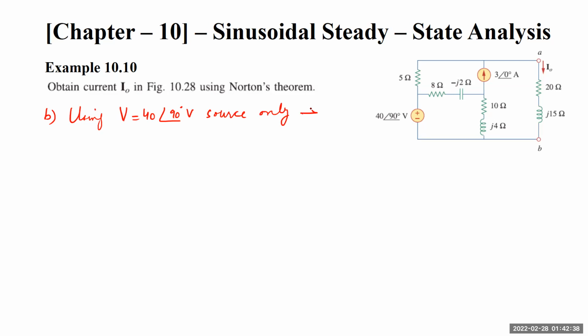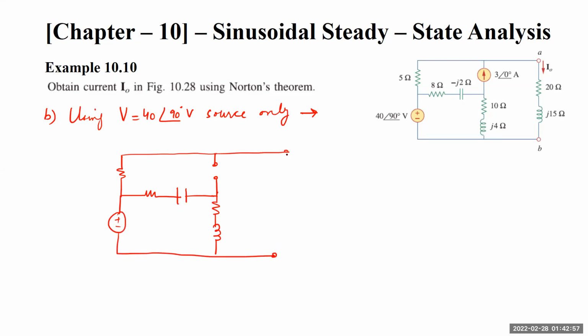So if I'm going to use this, what will happen? The current source, remember, you have to open the current sources and short the voltage sources. So this current source shall be opened, and this is the voltage source that is remaining over here. This is the voltage V, and I have to find out this IN, and let's call it IN double dash, because of this voltage source. So this is open circuit, so I'm removing these two. This is how my circuit would look.